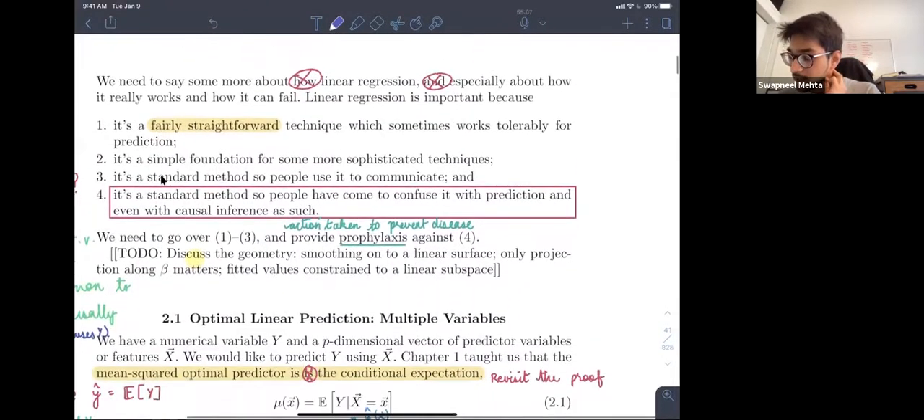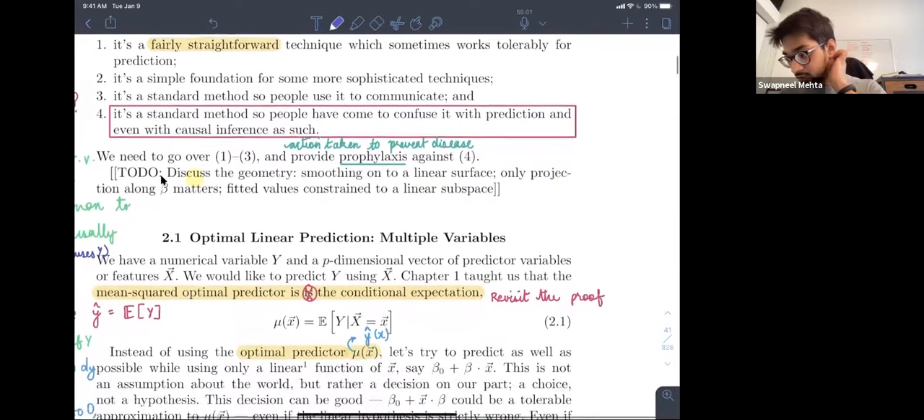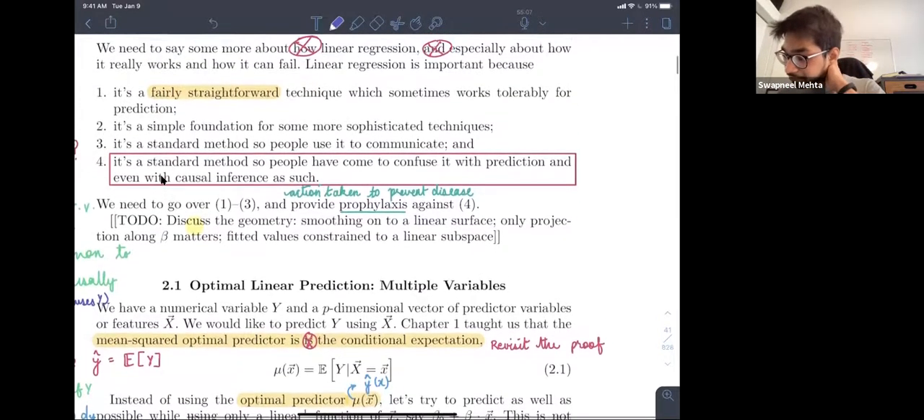Chapter 2 is about mathematical analysis of all these assumptions we make, and the inference we can do using linear regressions. What does a linear regression tell us, but most importantly, what does it not tell us? That is what this chapter is about.